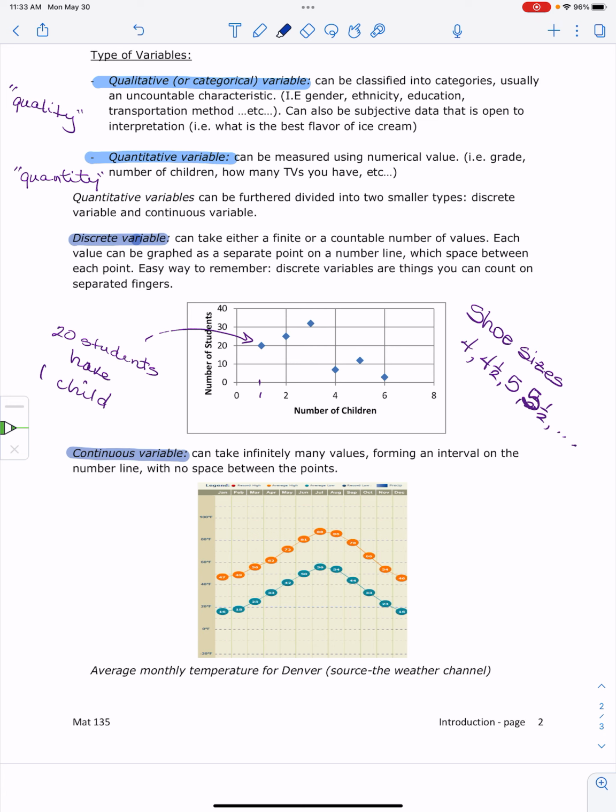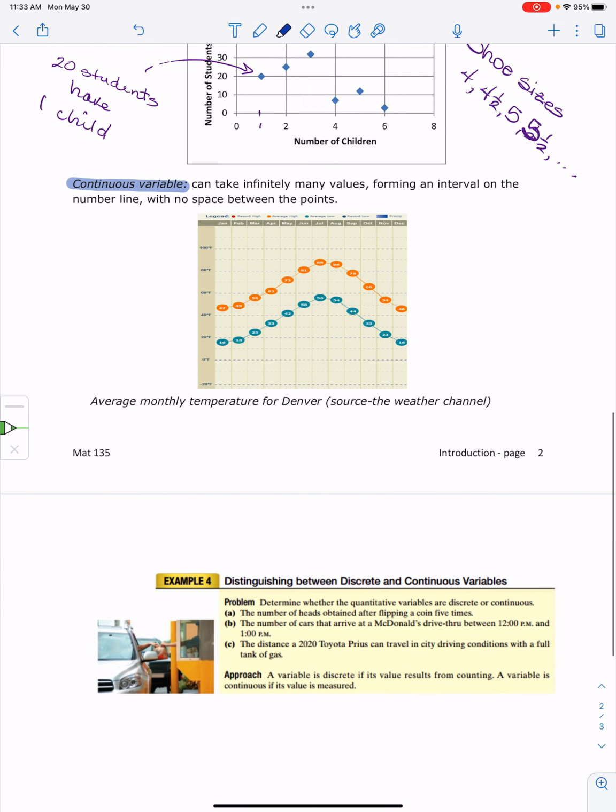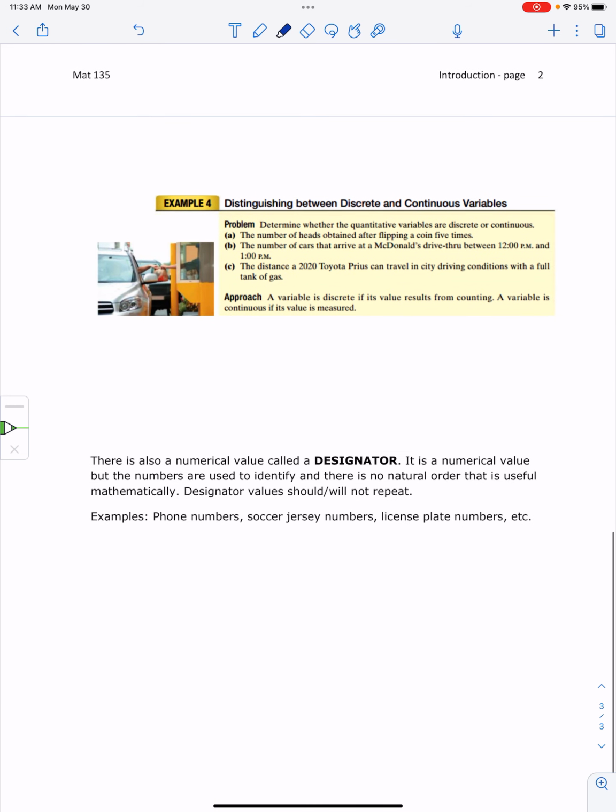So discrete variables, separate and distinct; continuous variables, we can travel through a range, and actually we have to travel through a range to get from one value to another. Our final page here, page 3, example 4. This would be a great time to pause the recording and take a look at example 4. Decide whether you think these values are discrete or continuous.